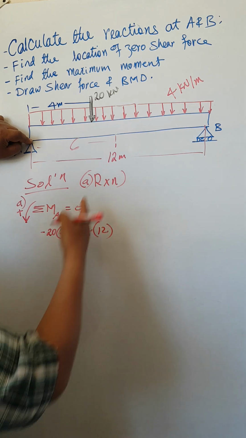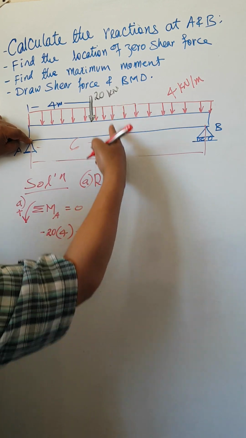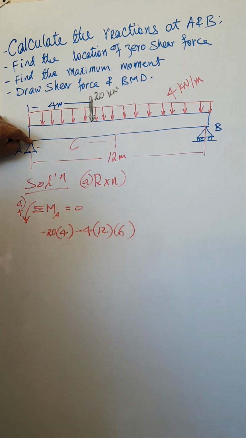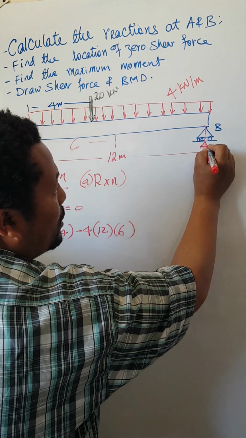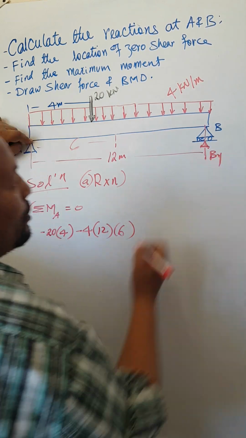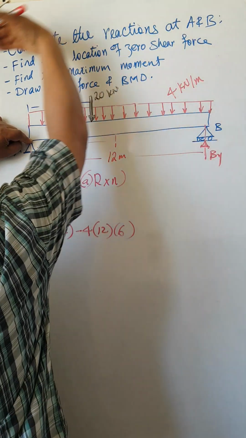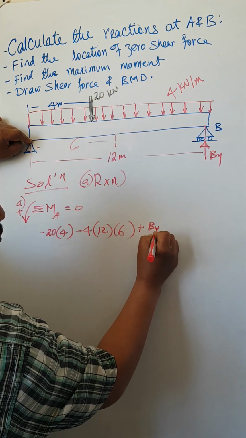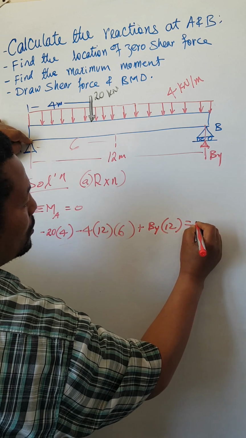This is the force, and the distance from the center of this force to point A is 6. Okay, this much clockwise rotation. Don't forget to draw the free body diagram. This is By, and By rotates clockwise, so it is positive. So the force is By times the distance from A, which is 12. This is equal to 0.